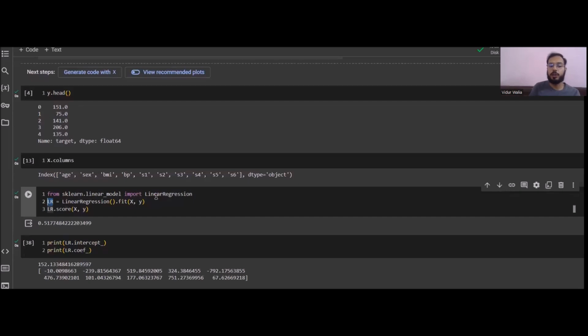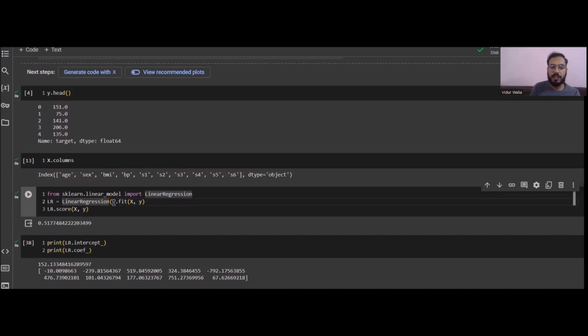See, the first line has to be written as it is. In the second line, if you're doing multiple regressions, you might write linear regression 1, linear regression 2, any name. This LR could be any name that you are giving, right? But what is this LR? This is an instance of linear regression.